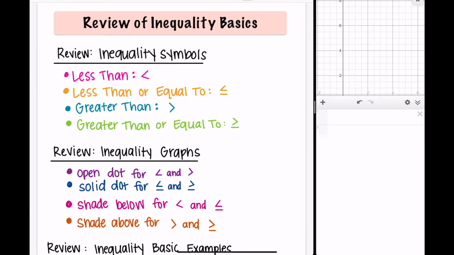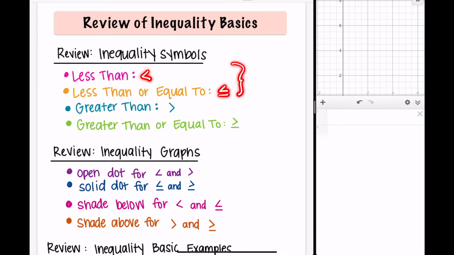In this lesson, we are graphing linear inequalities, but before we do that, we're going to review some inequality basics. First, the inequality symbols themselves. There are 4 different symbols for inequalities. There's less than, there's less than or equal to, which is just the less than sign with a bar underneath it.